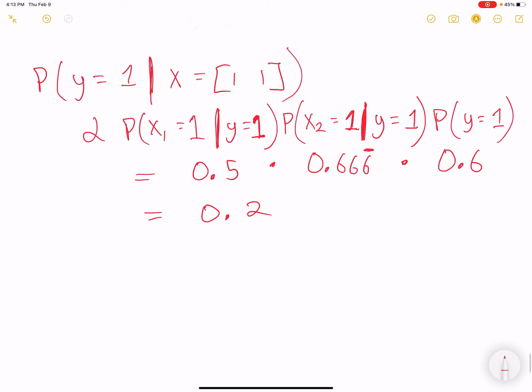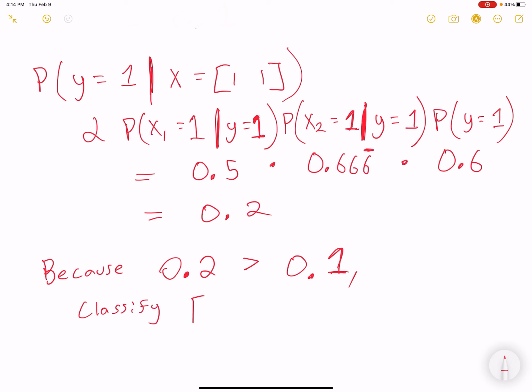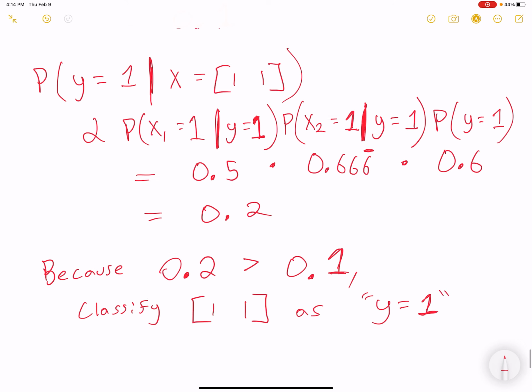So because 0.2 is greater than 0.1, classify 1, 1 as y equals 1, or spam in our example.